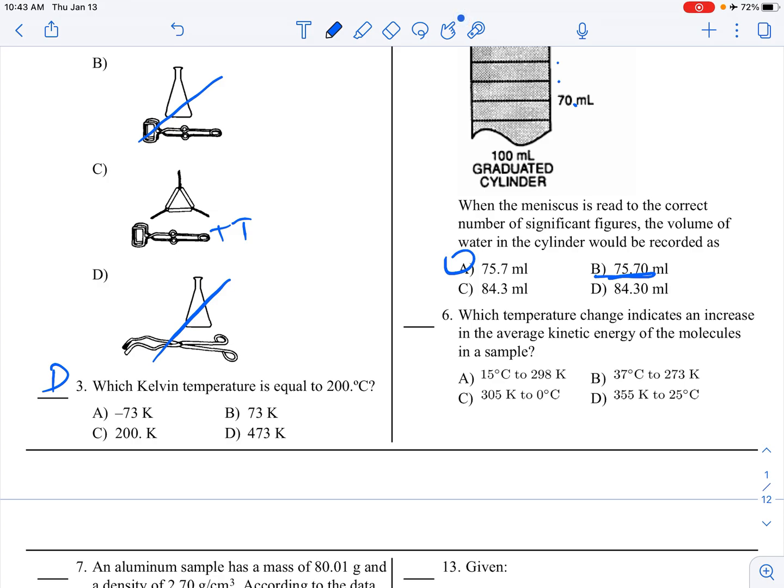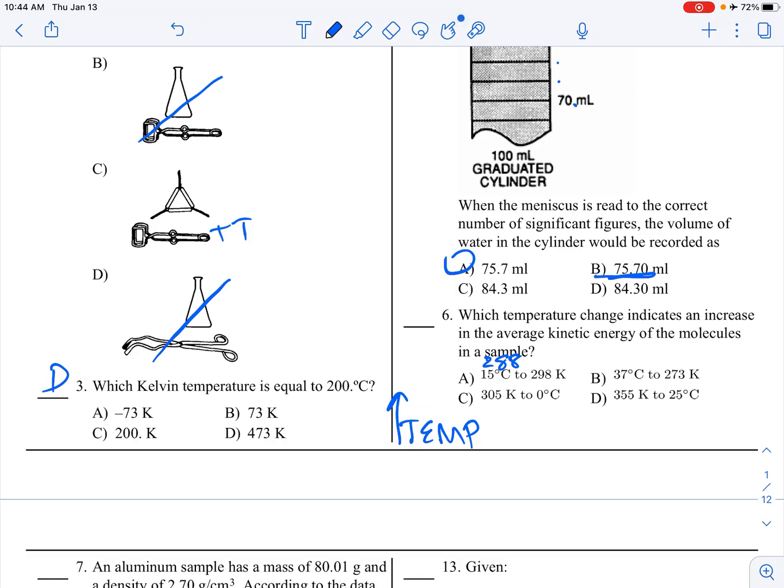Which temperature change indicates an increase in the average kinetic energy of the molecules in a sample? Average kinetic energy is temperature. So which one is an increase of temperature? First things first, we need to convert everything to the same unit. Doesn't matter if everything's Kelvin or everything's Celsius, it just has to be consistent. If I add 273 to everything Celsius, that's easy. So 15 plus 273 is 288. 288 to 298 is an increase, so that's probably our answer.